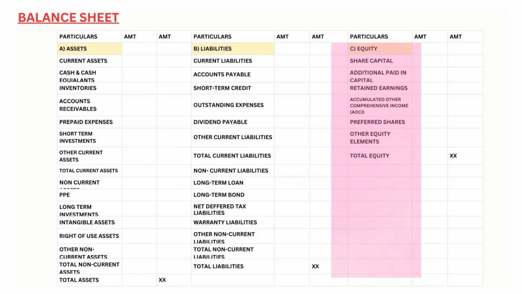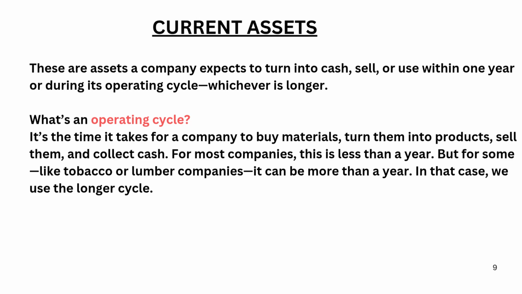At the end, the most important check is that total assets should equal total liabilities plus total equity. If both sides match, then the balance sheet is correct. Now that we understand the balance sheet, let's zoom in and explore one of its major sections.